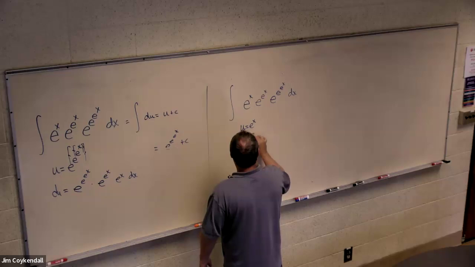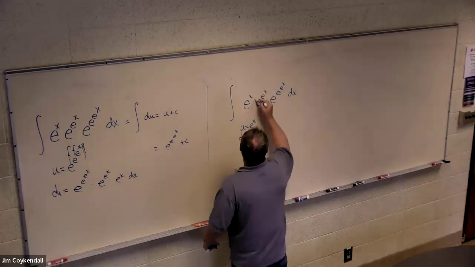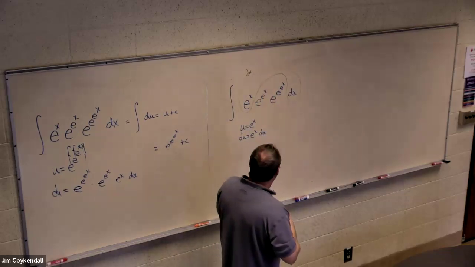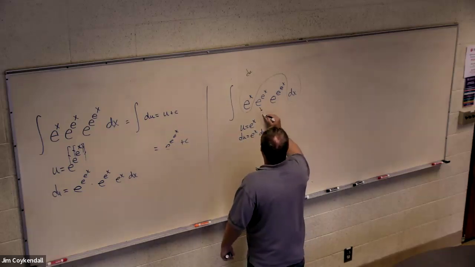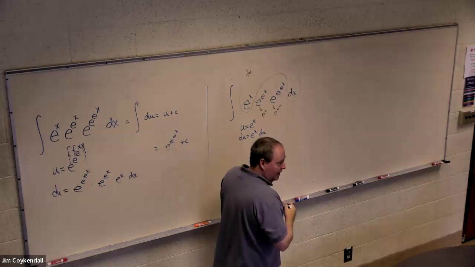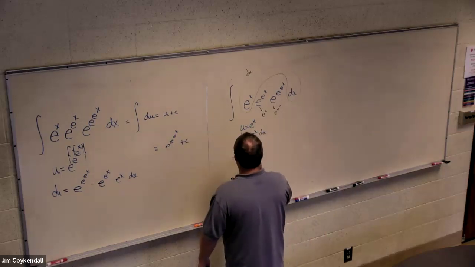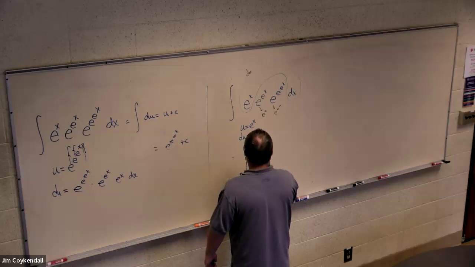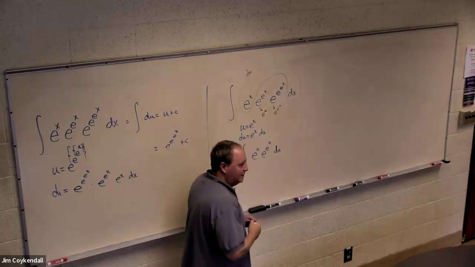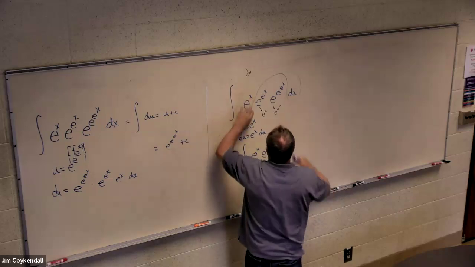Small steps. So let's see what this is. This bit right here is du, right? And this bit right here is e to the u, and this is e to the e to the u. Do I agree with that? So if you do this, this becomes the integral of e to the e to the u du, because the e to the x dx is absorbed as du.